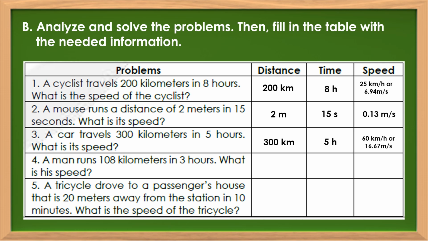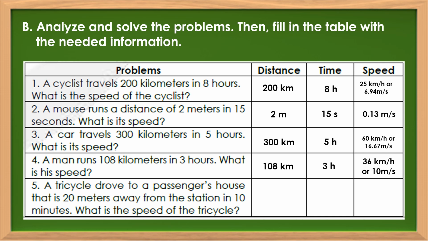Number 4. A man runs 108 kilometers in 3 hours. What is his speed? Distance is 108 kilometers, the time is 3 hours, and the speed is 36 kilometers per hour or 10 meters per second.